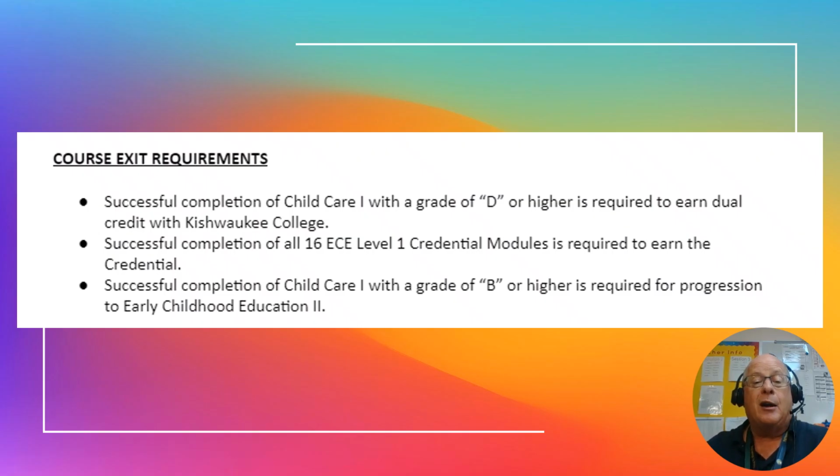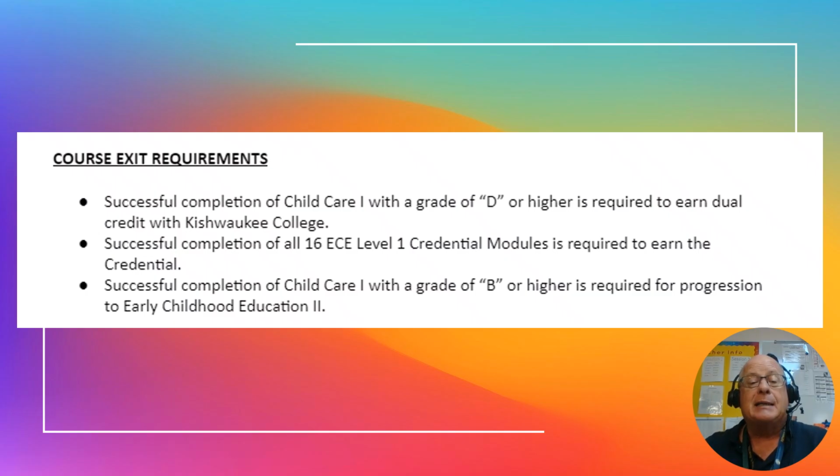Course exit requirements. So our course will end in May at the end of the school year. Successful completion of Child Care 1 with a grade of D or higher is required to earn dual credit with Kishwaukee College. Oftentimes, however, if a student has a D in this class, their high school will withdraw them from Kishwaukee College rather than having them get a D on their first college class. So I strongly encourage students to get an A or B because that's going to be a really good first class on your Kishwaukee College transcript.